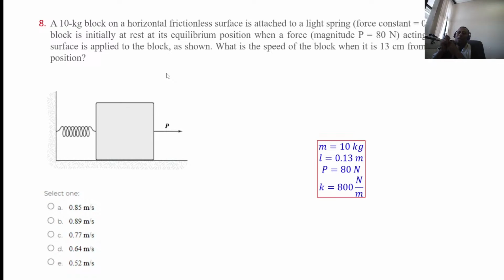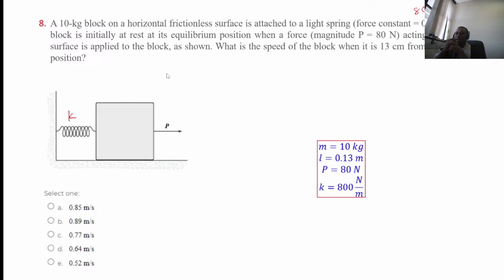Okay. Question number 8. This is the last question for the PHYV students, guys, and let me read. A 10 kilogram block on a horizontal frictionless surface. This time there is no friction. The surface is smooth. It is attached to a light spring with a spring constant K, given as 0.8 kilonewton per meter. This is the same as 800 Newton per meter. Remember, this is kilo, don't forget about it. It's 10 raised to 3. 1000 times 0.8 is 800. I know that one. Good.